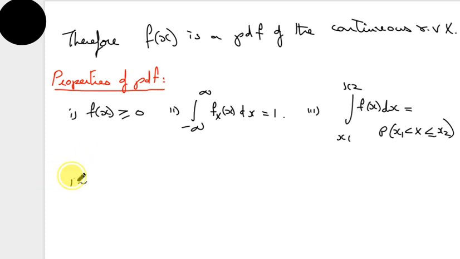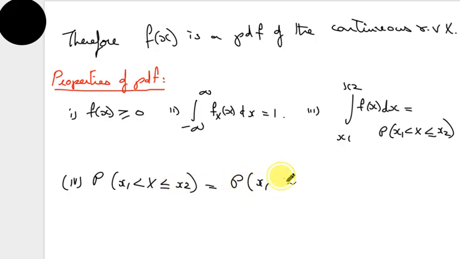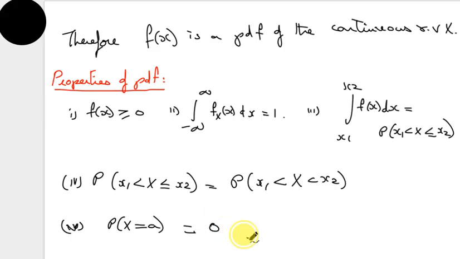So the fourth property, the probability of x1 less than x less than or equal to x2 is the same as the probability of x1 strictly less than x less than x2. I am just recalling these properties. Then after the fourth property, we have our fifth property: the probability of x equal to a, the probability at a particular point, equals 0. So this is very important.